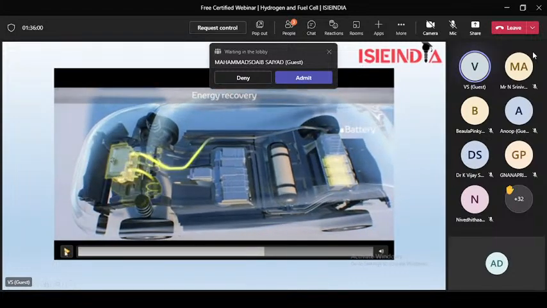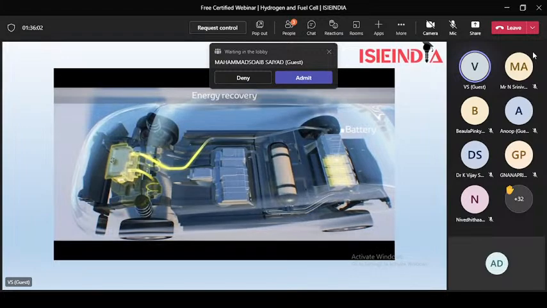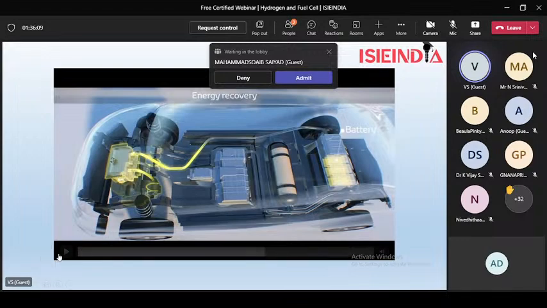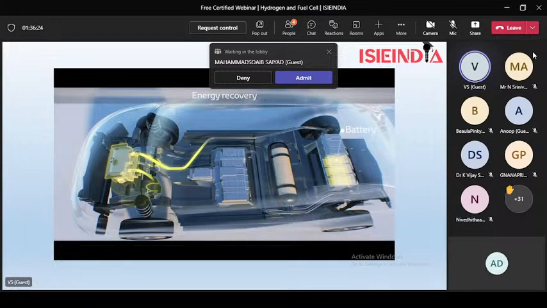Here this video shows the explanation of the energy recovery. So energy is that regenerative braking. During the braking, we can see the motor start working as a generator, and then it gives the power to the battery. Can one from the audience explain why it is only supplying energy to the battery, why not the fuel cell?